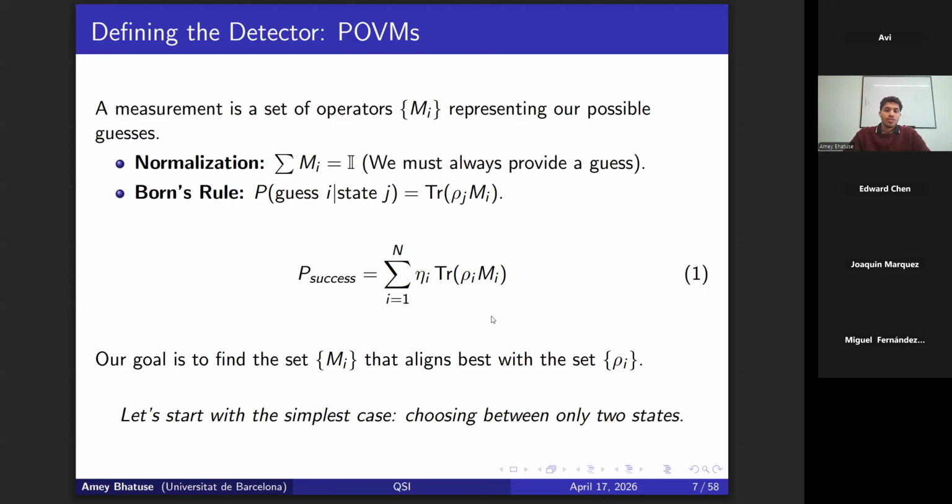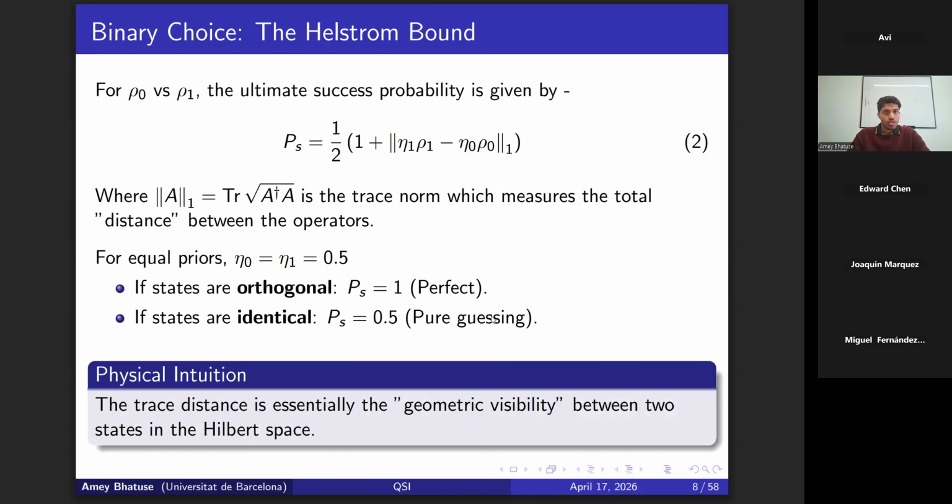Okay, so let's start with the simplest case. Let's say we only have two states. So here comes our first bound that we are going to show in this presentation, which is the Helstrom bound. Let's say you have two states, rho 0 and rho 1. Now, the ultimate probability of success that you can get is given by this equation. I haven't included the proof here, but just believe me that it is this.